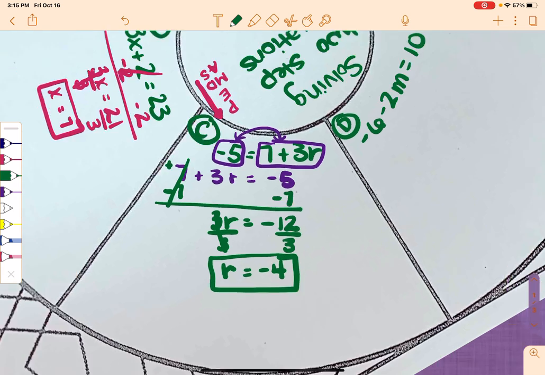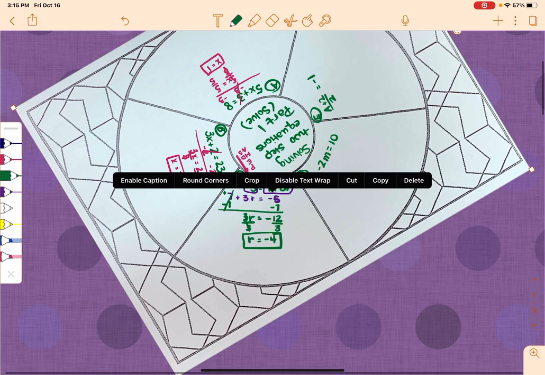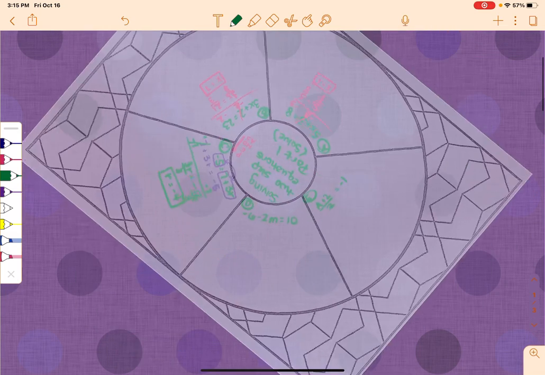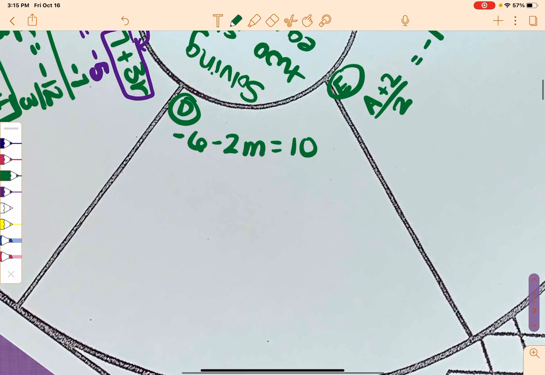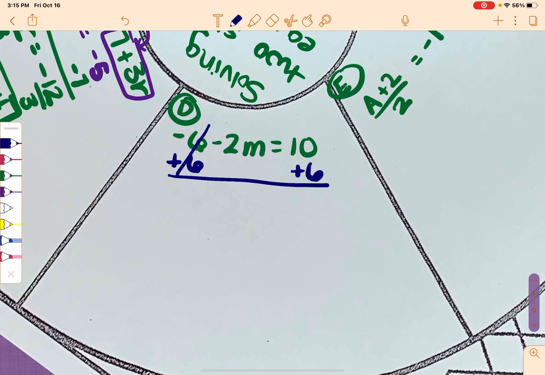Okay, let's keep going. So I have on this one -6 minus 2m equals 10. So here's what I want to get alone. So I need to get rid of this. So the opposite of -6 is +6. So that's my clue. I'm going to add 6 to both sides. So I have -2m equals 16.